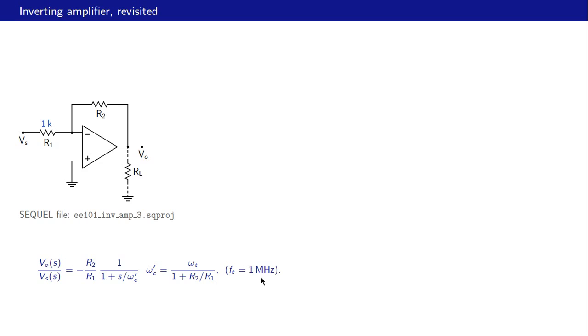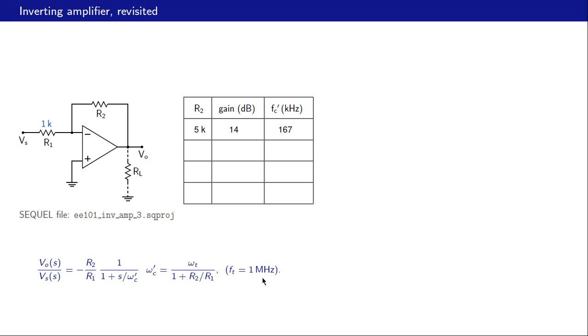Alright. So now what we will do is prepare this table and also plot the gain as a function of frequency for various values of R2. For each R2 we will note down the gain, the low frequency gain, which is given by R2 by R1, and also the corner frequency or the 3 dB frequency, which is Fc prime, the same as omega C prime by 2 pi.